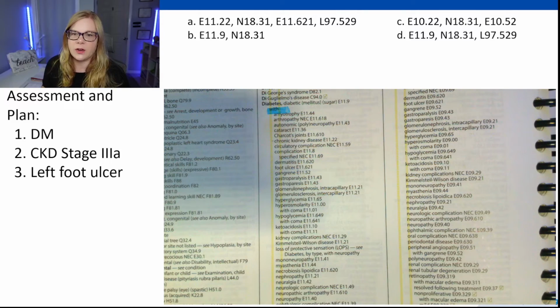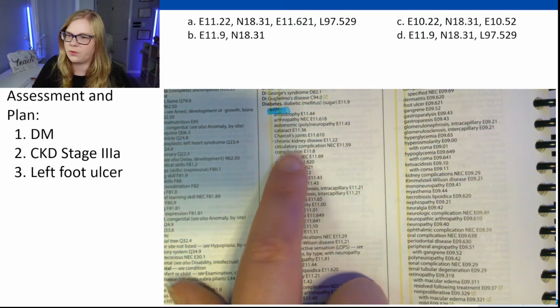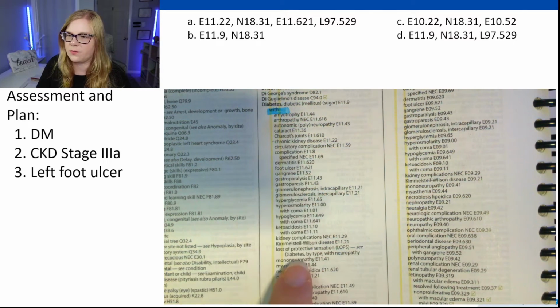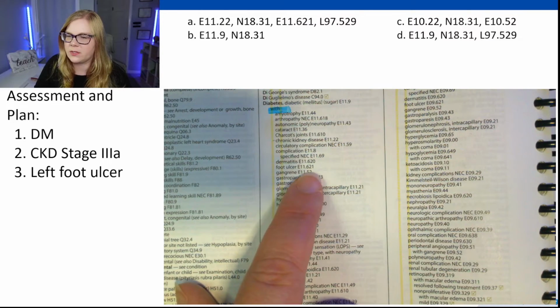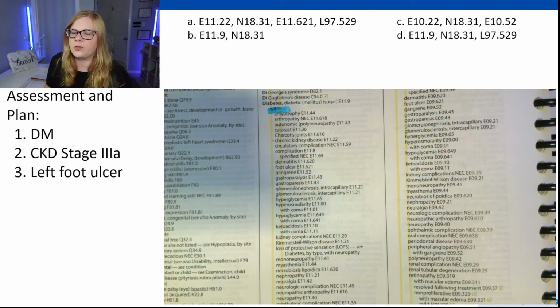So let's take a look here. Assessment and plan, diabetes, and then we have an assumed cause and effect relationship between chronic kidney disease and the left foot ulcer. So foot ulcer, there we go, E11.621. So we can pretty much assume that the ones that are going to have unspecified diabetes, which is E11.9, those are out. So right away, we're going to eliminate B as a potential option. We're going to eliminate D as a potential option.